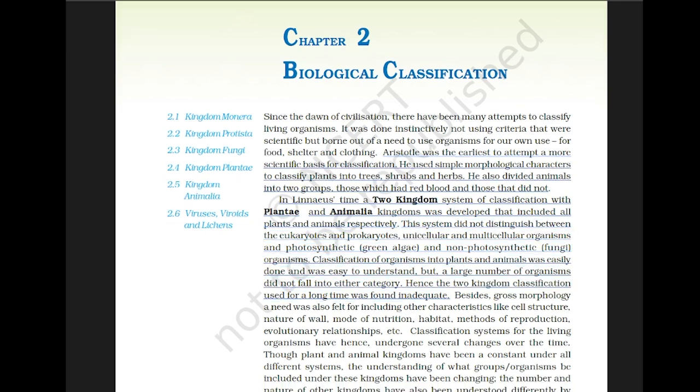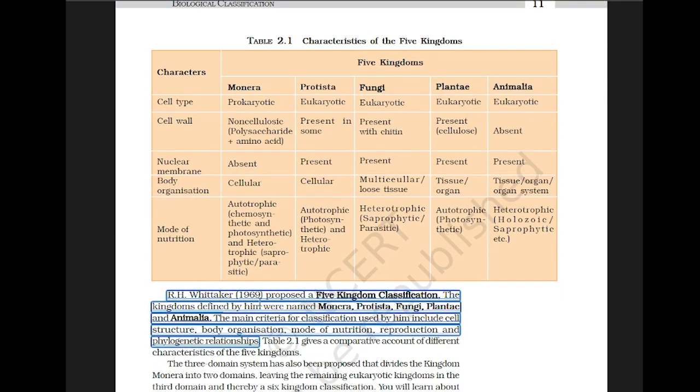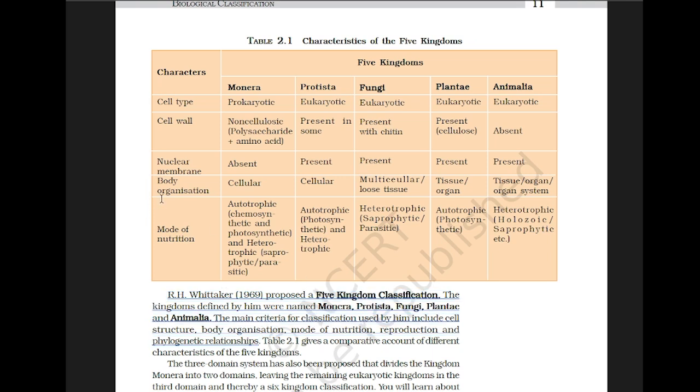So, to overcome these demerits, later R.H. Whittaker in 1969 proposed a 5-kingdom classification. This classification is mainly based on cell structure, cell complexity, mode of nutrition, phylogenetic relationship and the ecological role performed by the organisms. Here you can see the table. The main characters given are cell type, cell wall, nuclear membrane, body organization and mode of nutrition.